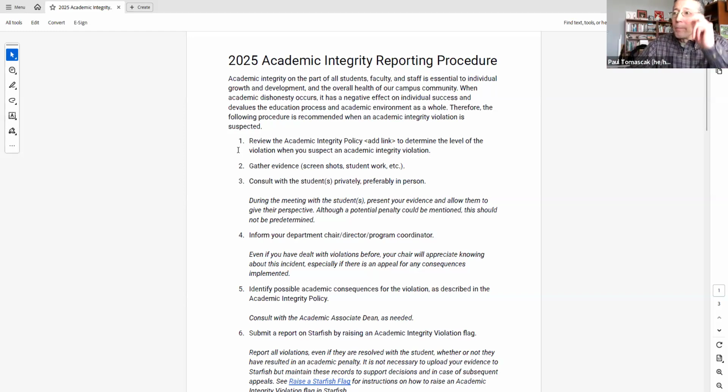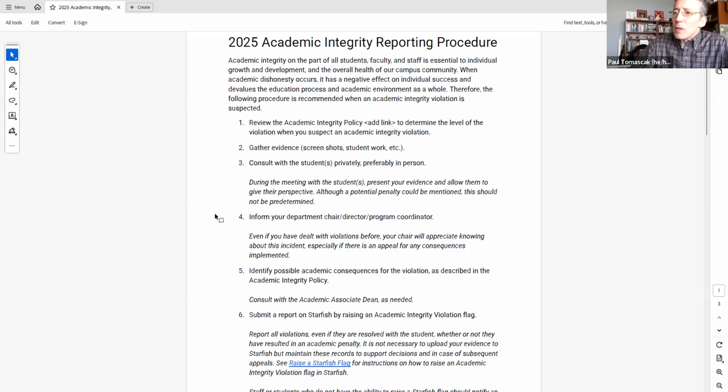So Starfish is what we use because it's familiar, or at least it's becoming more familiar for faculty to use. The intellectual integrity policy itself was updated last spring. It is now law of the land in the undergraduate catalog. And so the policy is there for you to look at.